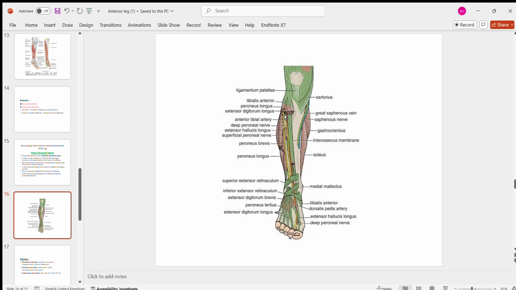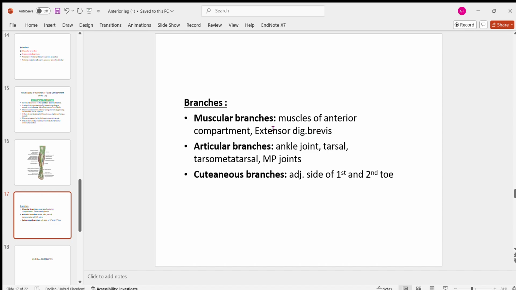The deep peroneal nerve first passes through the substance of the peroneus longus muscle, then it goes down and supplies the muscles of the anterior compartment. Then at the level of dorsum it divides into medial and lateral branches. The branches are muscular to the muscles of the anterior compartment plus the extensor digitorum brevis. Articular branches are to the ankle joint, tarsometatarsal joints, and the metatarsophalangeal joints. And the cutaneous branches are to the adjacent sides of the first and second toe. So this is all about anterior compartment of leg.